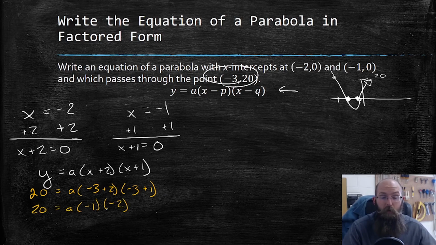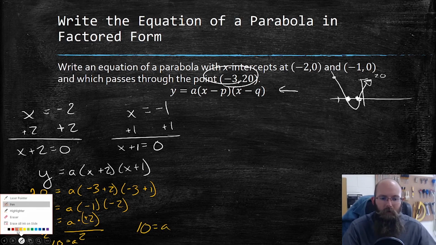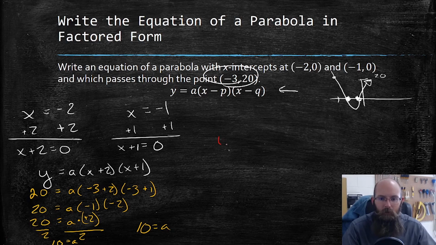Now I can go through and do some multiplication, right? This is a times -1 times -2. Let's do that. This is a times +2, or 2a, but I divide by 2. And 10 equals a. I'm kind of off the bottom of my page. Sorry, I'll write over here. 10 equals a. Sweet. Now I know everything. I mean, not actually everything, right? I just know all of the stuff that they wanted me to know for this one. So y equals my a value of 10, and then (x plus 2)(x plus 1).